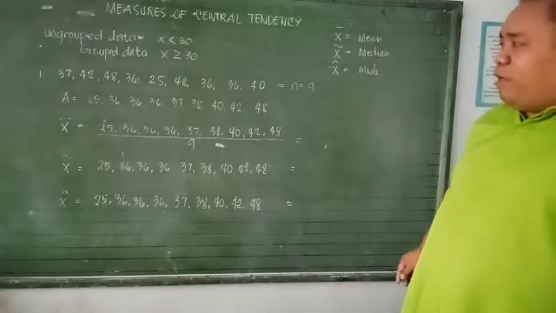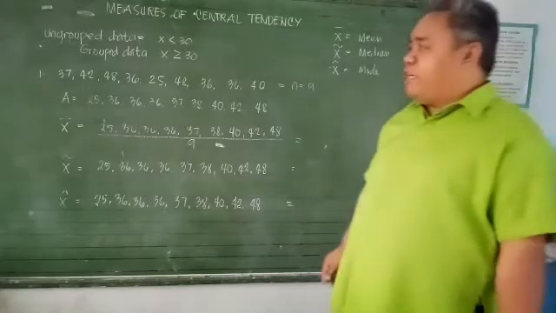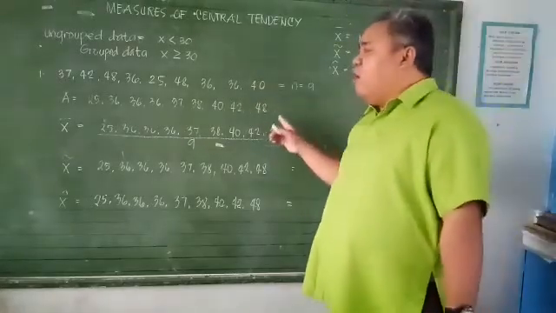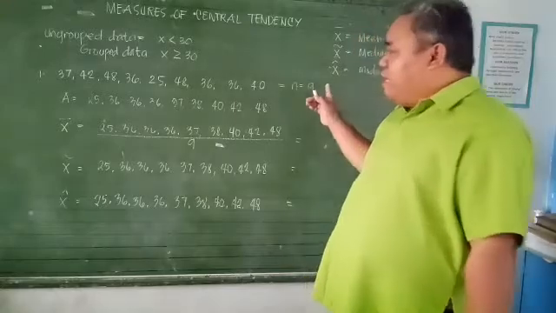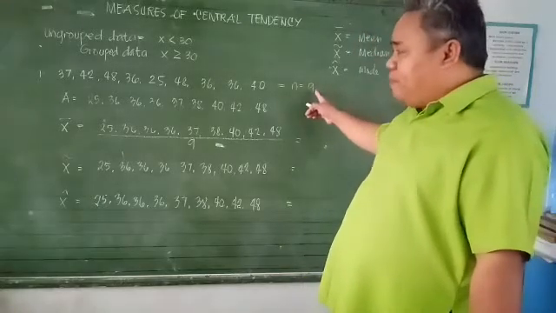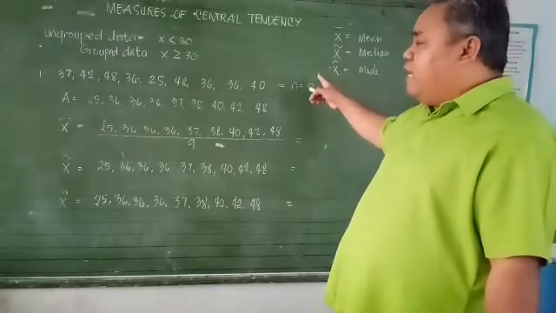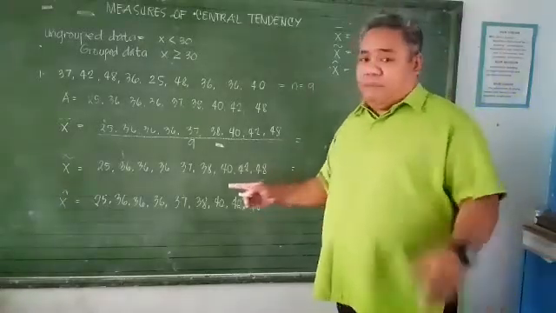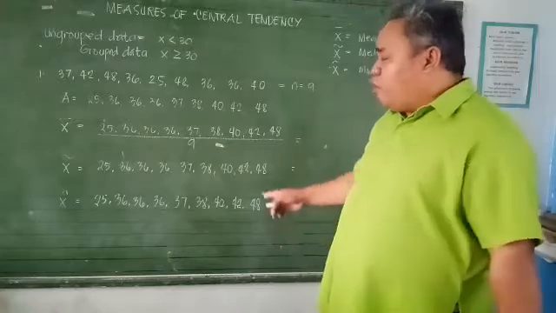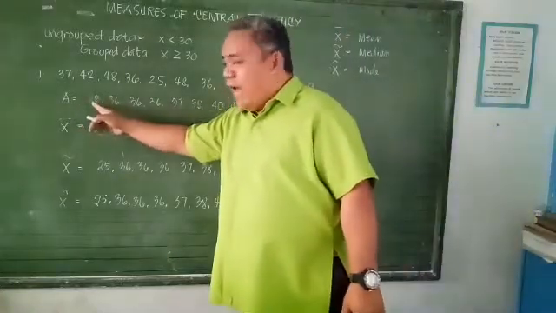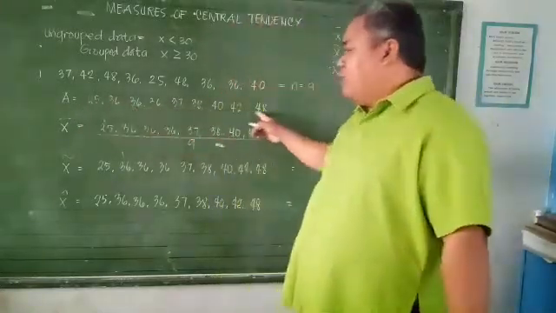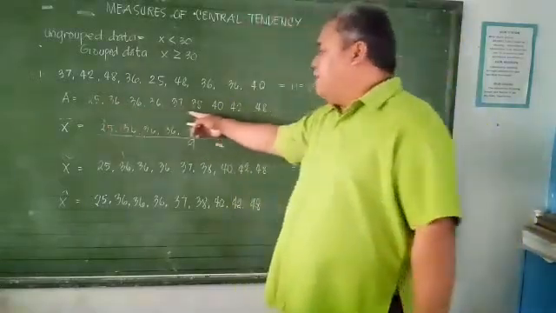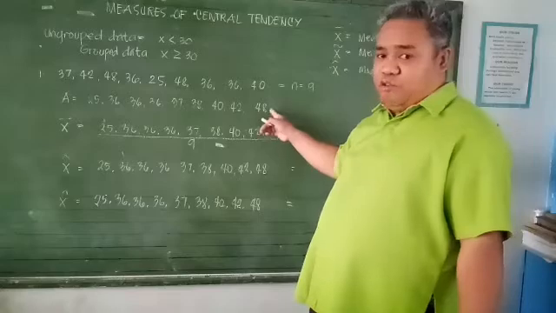So in number 1, we have the following data: 37, 42, 48, 36, 25, 48, 36, 36, and 40. All in all, our data here is composed of 9 population. Okay. So, huwag niyo kalimutan na lagi i-arrange ang inyong data para mas madali masolve. So, you're going to arrange your data from lowest to highest, or shall we say in ascending order. Yun yung una ninyong gagawin.